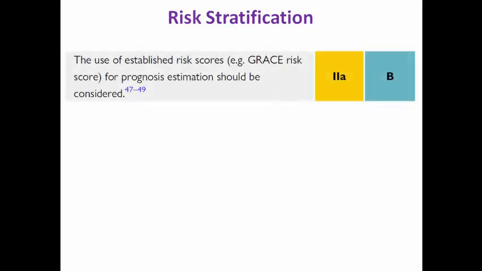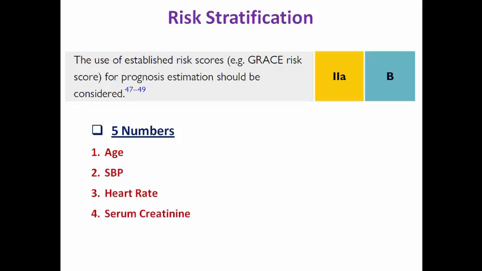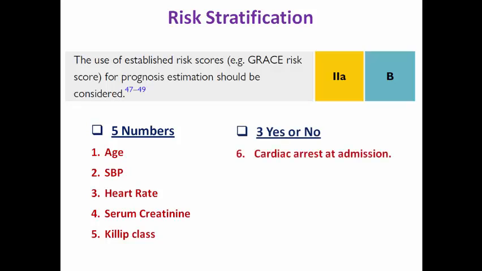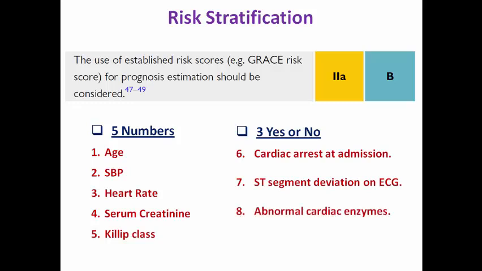Risk stratification is performed with the GRACE score, standing for Global Registry of Acute Coronary Events, that depends on 5 numbers including age, systolic blood pressure, heart rate, serum creatinine and Killip class, and 3 questions with yes or no. Cardiac arrest at admission, yes or no. ST segment deviation on ECG, yes or no. Abnormal cardiac enzymes, yes or no. According to the result of the GRACE score, if it is exceeding 140, in this case the patient is indicated for early invasive strategy.